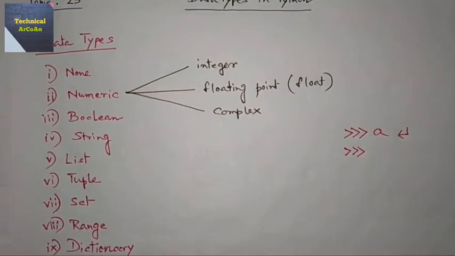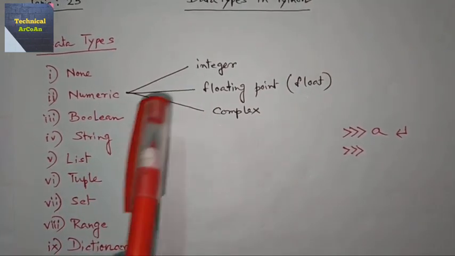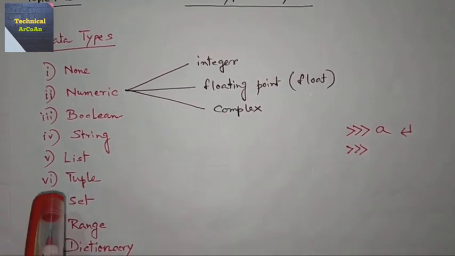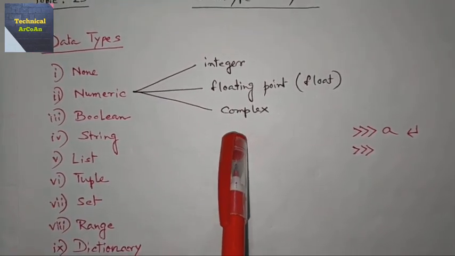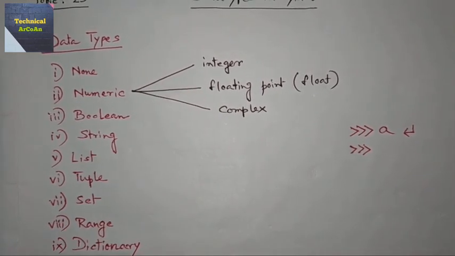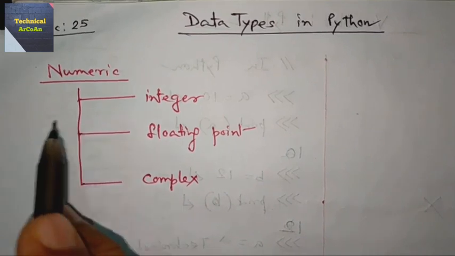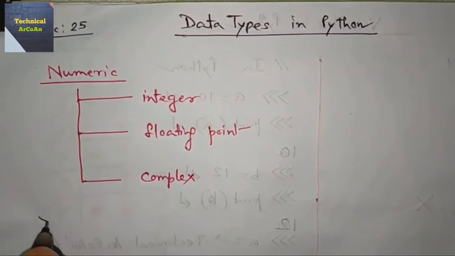Number two, numeric. Numeric data types are divided into three different parts. One is integer, second is floating point, also known as float, and there is the complex number. So let's discuss details about this numeric data type. Now the second data type is numeric. So first we discuss the integer. So go for an example.